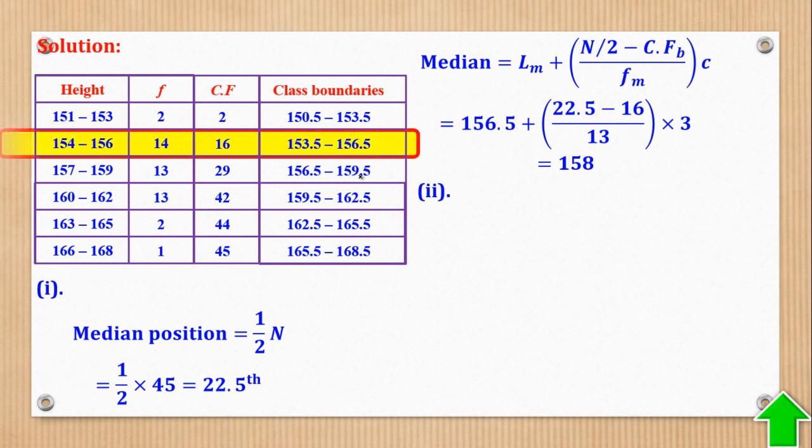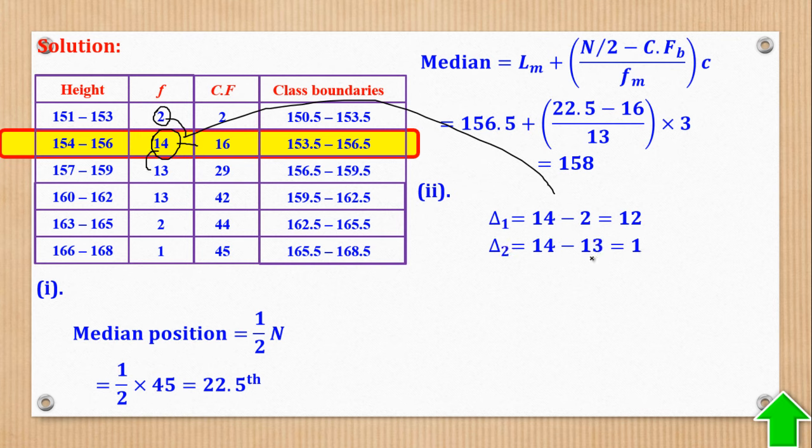Roman 2, they wanted the modal height. For the modal height, you first get the modal class, which is the class with the highest frequency. After identifying it, you get D1 and D2. Some use D, for me I use delta, but everything is the same. D1 or delta 1 is the difference between the modal frequency and the pre-modal frequency. But in A level, you need to be keen because there are two kinds of data. Data can have equal class width or unequal class width. They are treated differently. So in this case, the data had equal class width. So that's why we are using frequency. Otherwise, we would have used frequency density. Then D2 is the difference between this and that, which is 1.